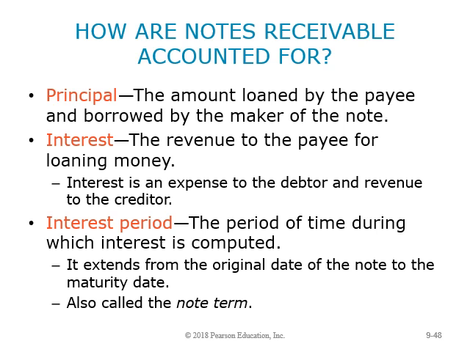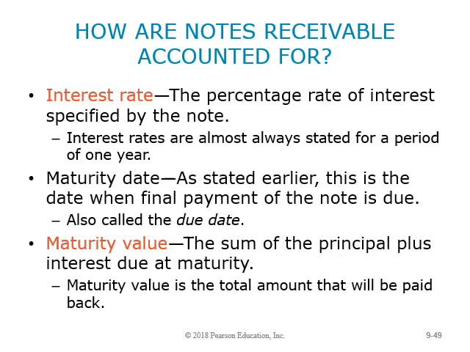And then you also have the interest period. This is the period of time during which interest is computed. So it's for however long the note is for. We also call this the note term. So how long are they going to borrow that money for? How long are we going to be receiving interest for? You have the interest rate. This is the percentage rate of the interest specified by the note. So it could be 2%, 3%, 4%, 10%, 28%, whatever the case may be.